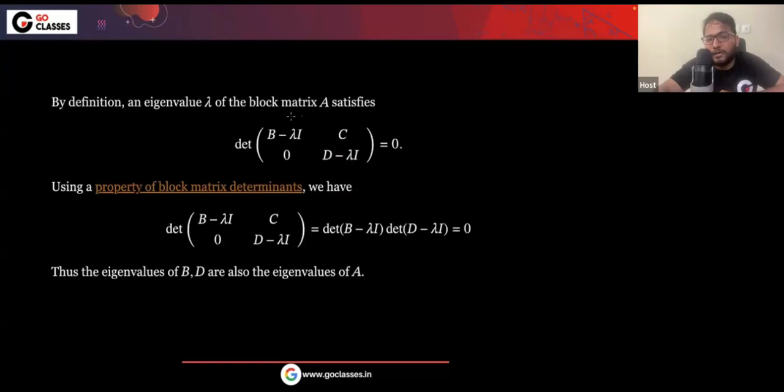Cool. See here that if you subtract the lambda I, it will be subtracted from the diagonal only, and then it will be just like this. So thus the eigenvalues of B and D are also eigenvalues of A.